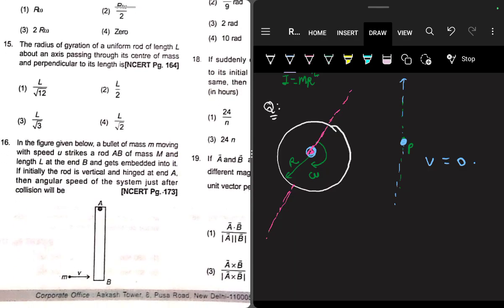So can you explain why it is zero again? V is given by r omega. There is no distance r, right? Here distance is zero. So velocity is zero. Okay.